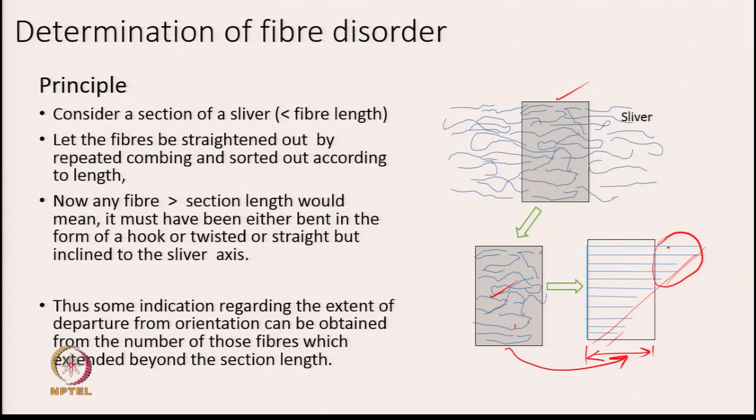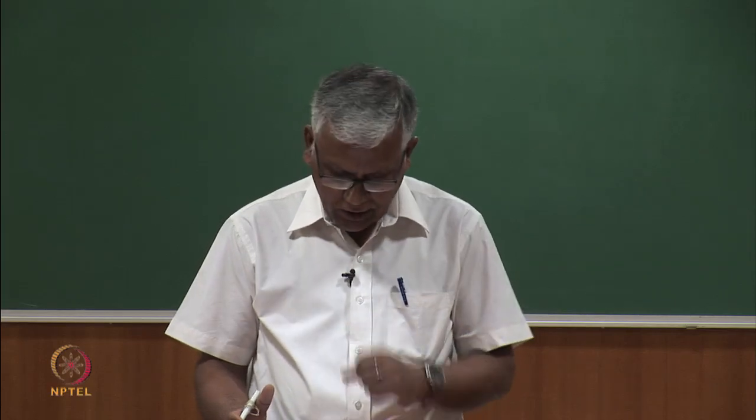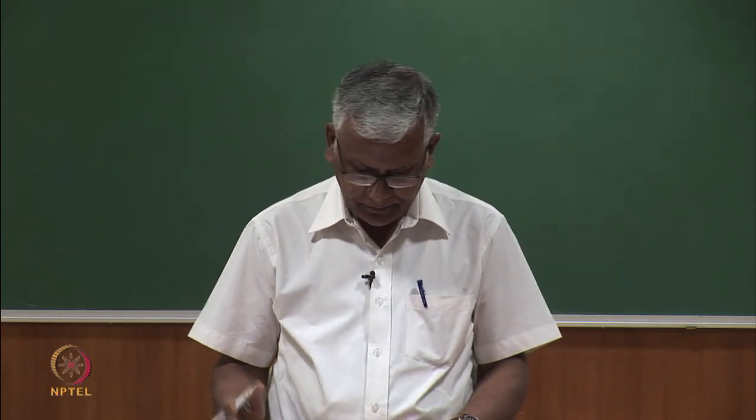So, if we get more fibers in this category which are greater than the section length, we can say more and more fibers were not oriented along the axis of the sliver. So, the number of these fibers, or one can also find out the weight of these fibers, can give us some idea about the degree of disorder of fibers in the sliver.